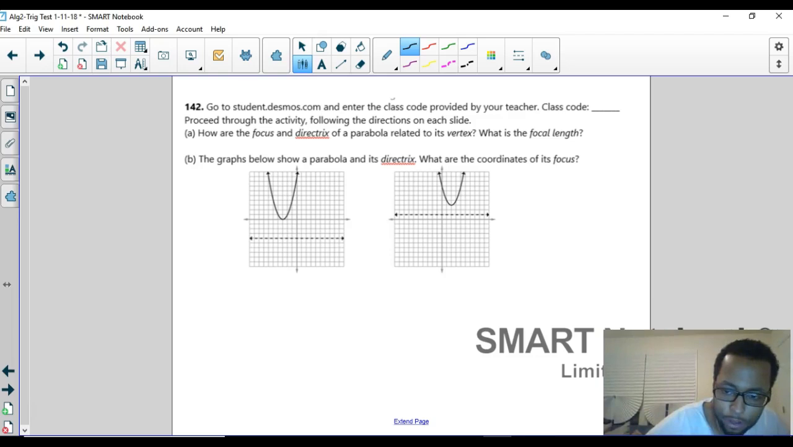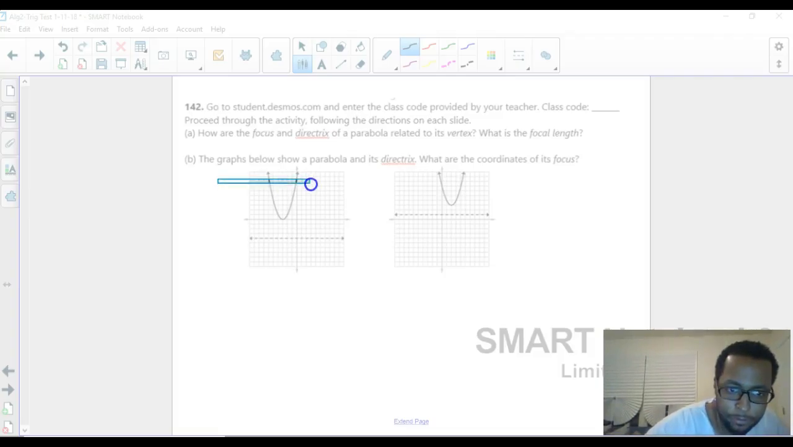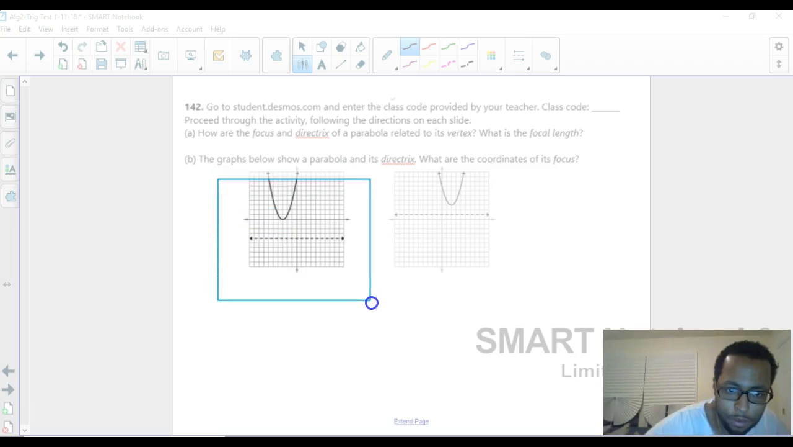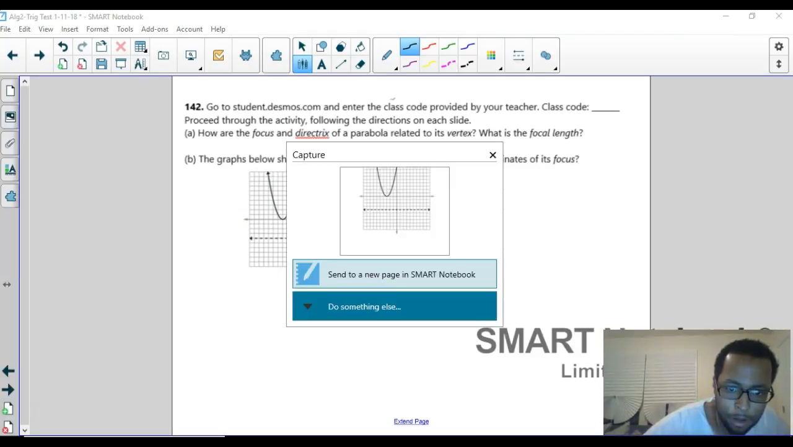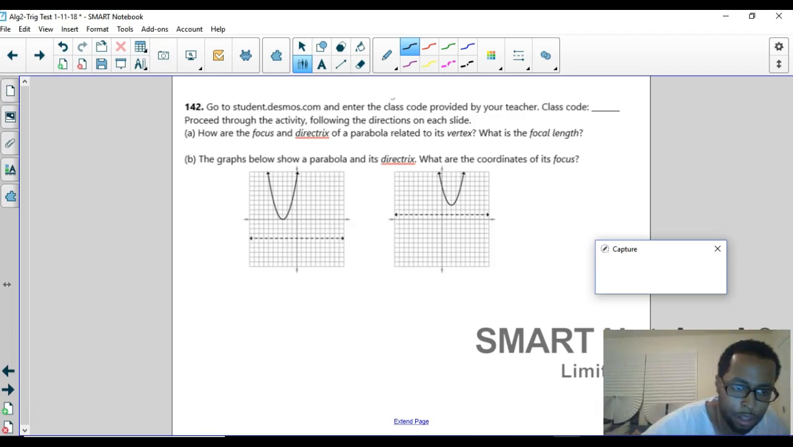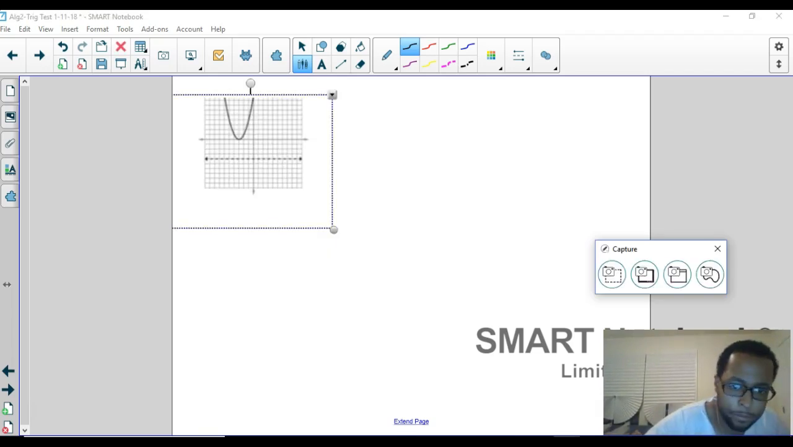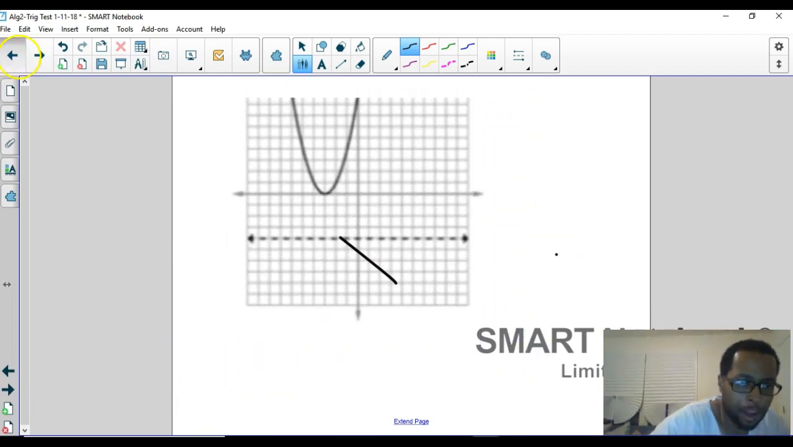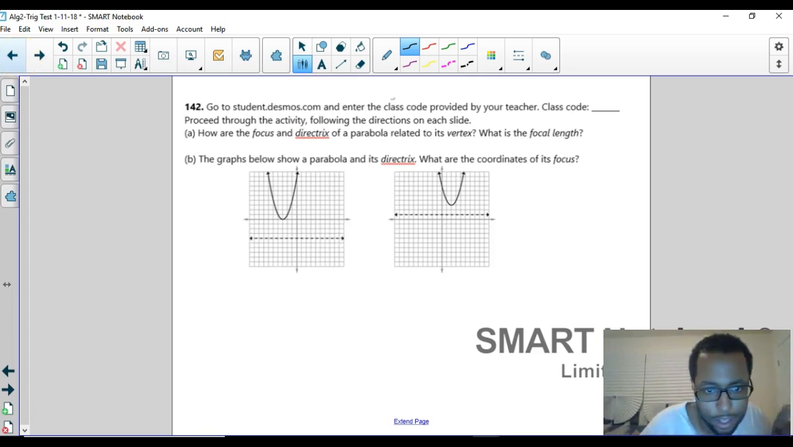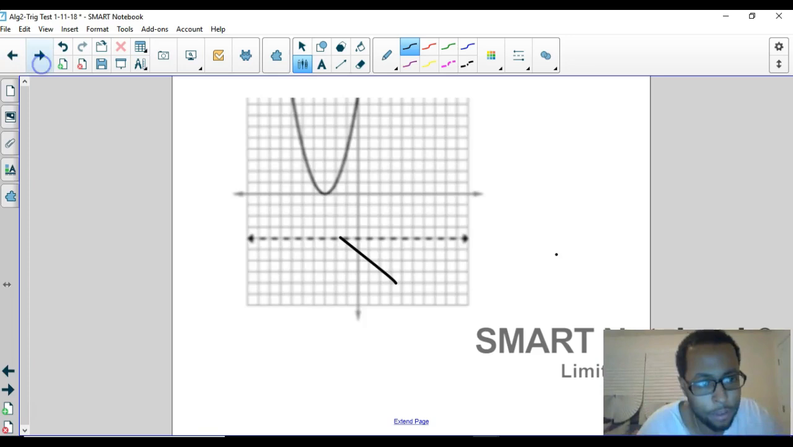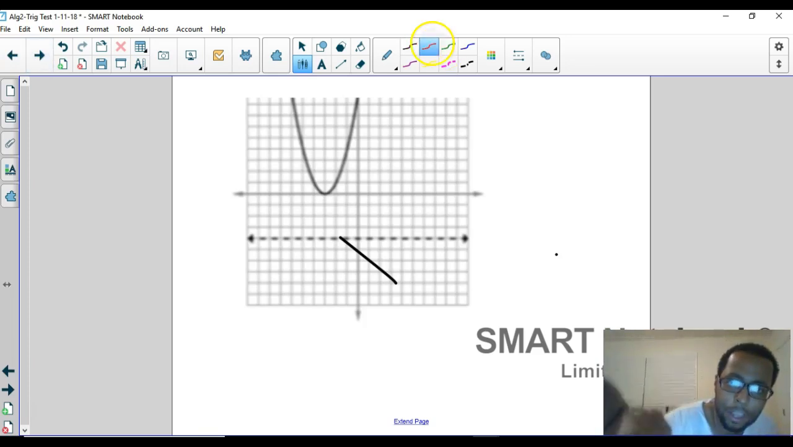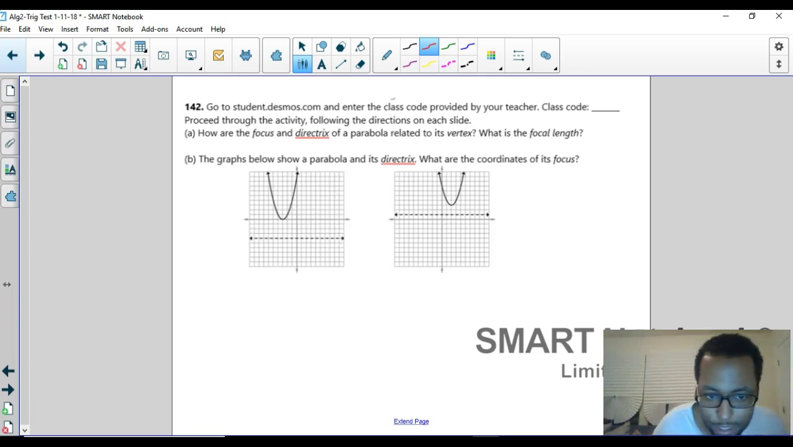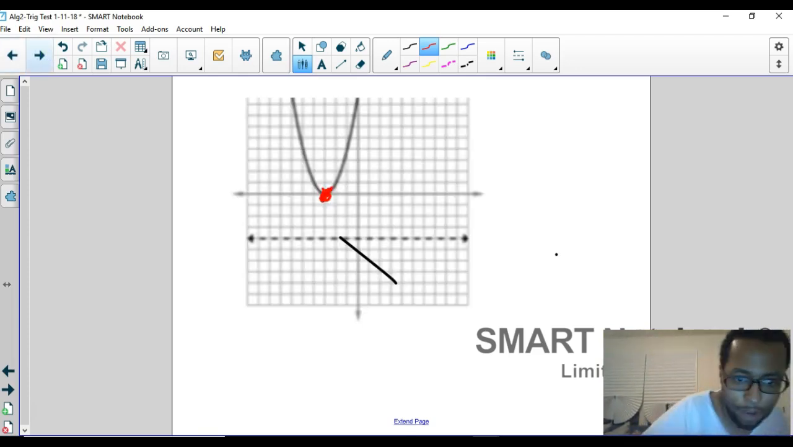So let me take this graph and make it a little bit bigger so we can see what's going on. Okay, so that's our graph. Let's go back to the instructions for a second. It says a parabola and a directrix. The parabola is going to be at this part, the minimum part, right there, kind of at the bottom. Second, it says directrix. The directrix is this line right here.